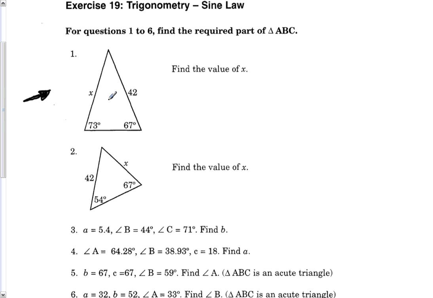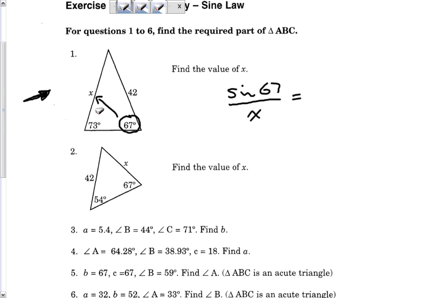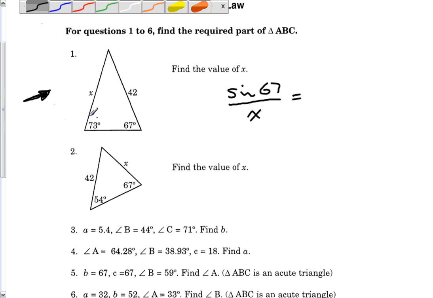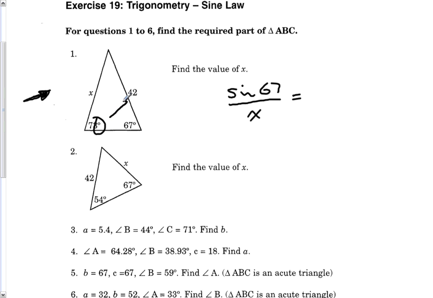Just to refresh your memory, I started off with an angle, and I'd say the sine is 67 divided by the length of the side across from it, x, would equal, and then I use, sorry, my computer is running a bit slow. Let's take the sine of 73 degrees and divide it by 42, so it would look like this, sine 73 over 42.